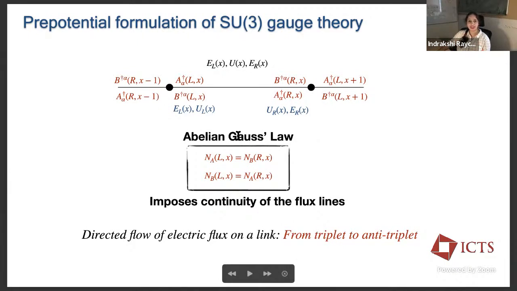Now, as I mentioned earlier, the prepotential formulation comes with an abelian Gauss-Law constraint. For the SU3 case, there are actually two abelian Gauss-Law constraints. Those impose the continuity of the flux lines across the link. Now for SU3, the flux lines are directed. They always flow from triplet to anti-triplet. So there can be two directions of the flux lines. One is along this direction, another is along this direction. Those two are imposed by these two Gauss-Law constraints. So this was the prepotential formulation for SU3 gauge theory.